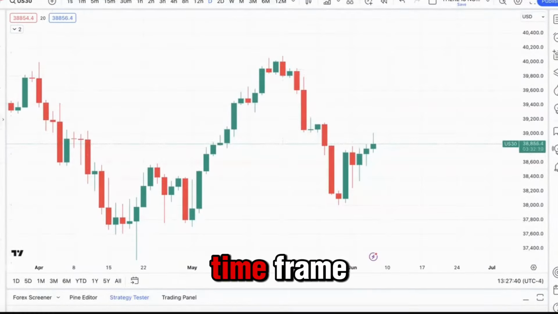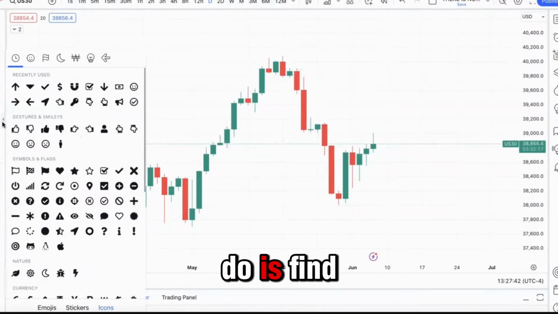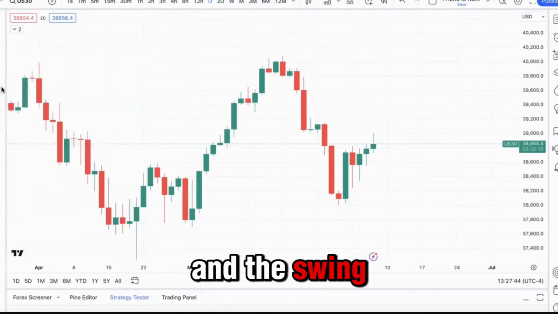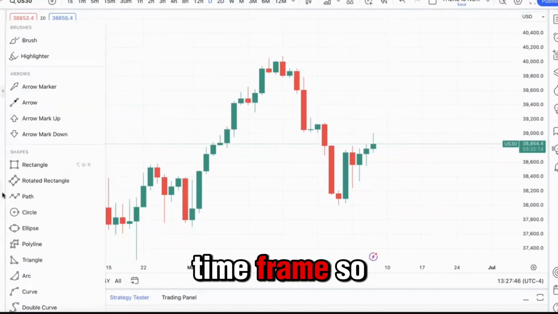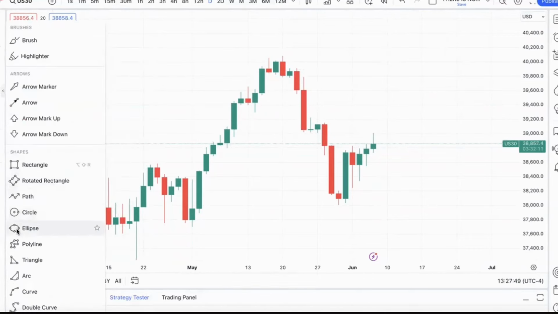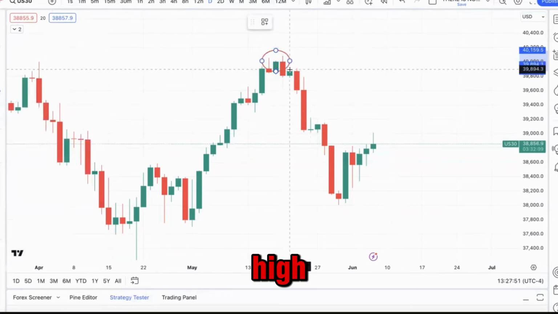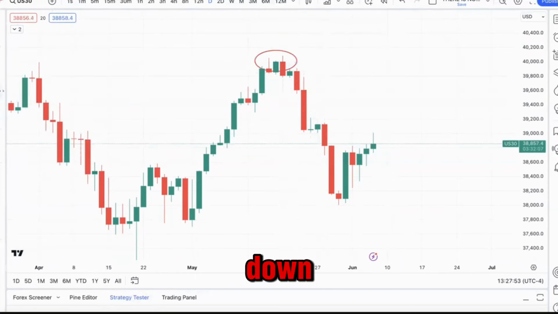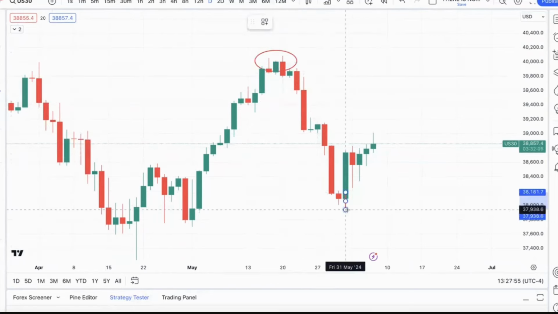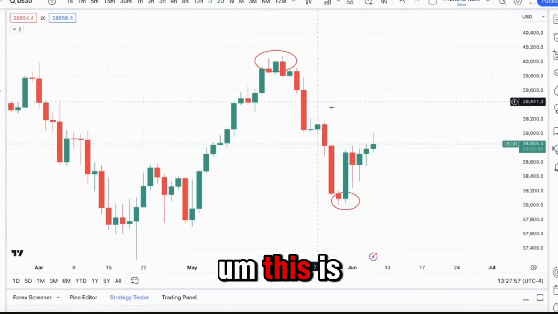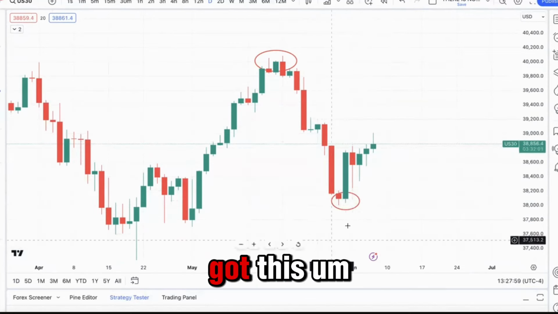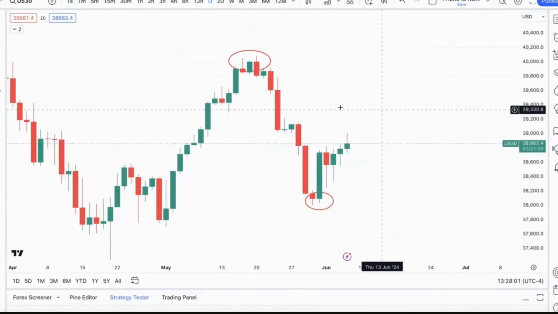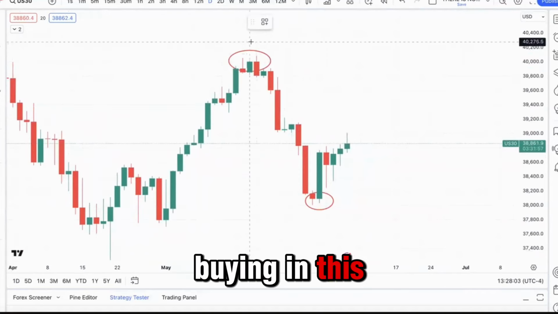Here's the daily time frame. The first thing that I want to do is find the swing high and the swing low on this time frame. So here's the swing high. This is the last push up before price went down, and then here's the swing low. This is the last push down before we got this buying in this area.